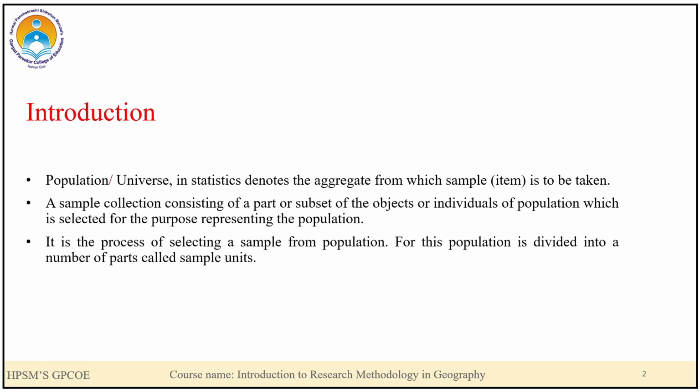Moving on, population or the universe in statistics denotes the aggregate from which the sample is taken. A sample consists of a part or subset of objects or individuals of the population which is selected for the purpose of representing the population. It is a process of selecting a sample from the population. For this, the population is divided into a number of parts which are called units.